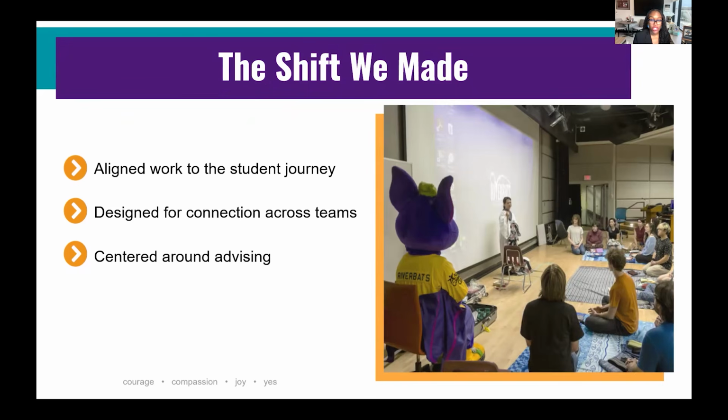To address these challenges, we did not just move people or change reporting lines. We made a deliberate decision to shift how we operate. We are moving from organizing primarily around a team to aligning our work around our student journey. We are designing stronger collaborative systems across areas so students experience us as one connected system, not separate offices. We, more importantly, are centering the experience around advising as a key hub in helping students move forward.